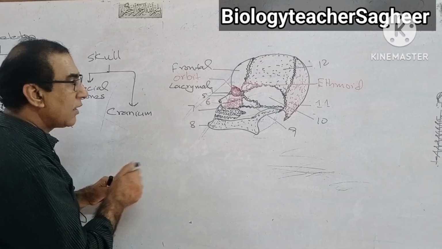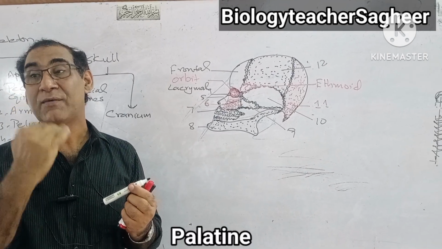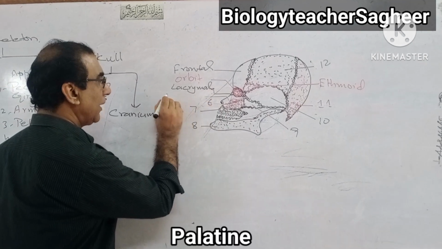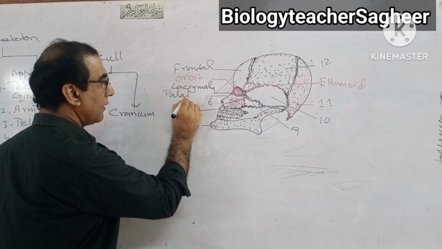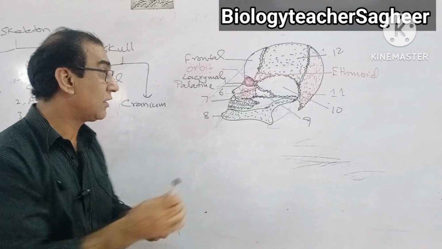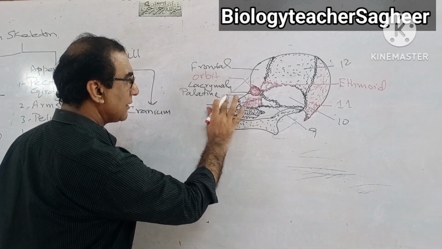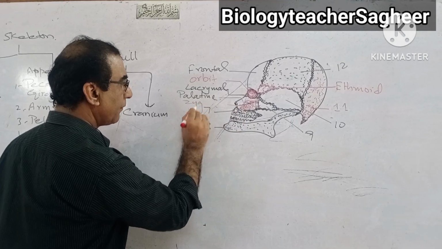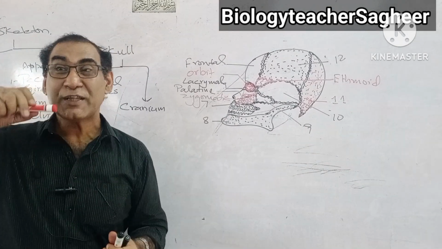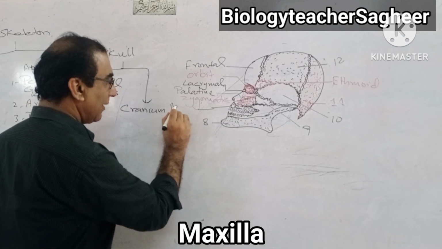And what is the name of this very bone which is present on the palatine region? It is the palatine bone. And these are paired bones. What is the name of your cheekbone? This one. This is the zygomatic. What is the name of this bone of the upper jaw? Maxilla.